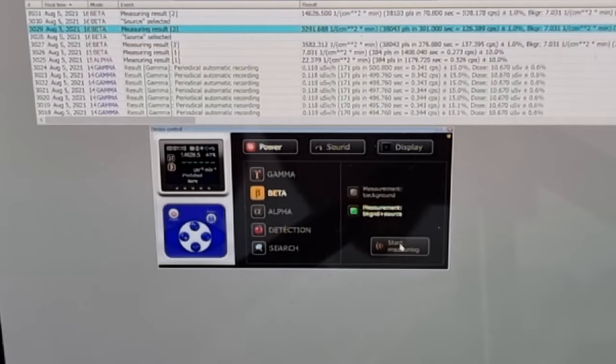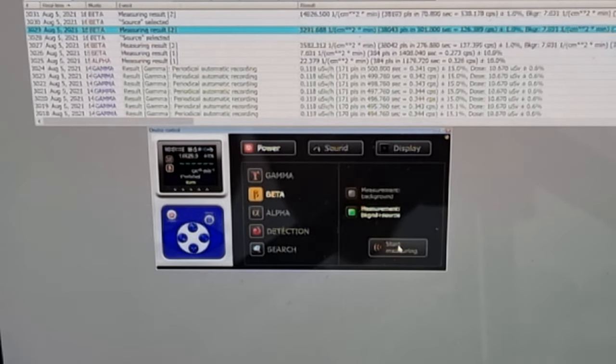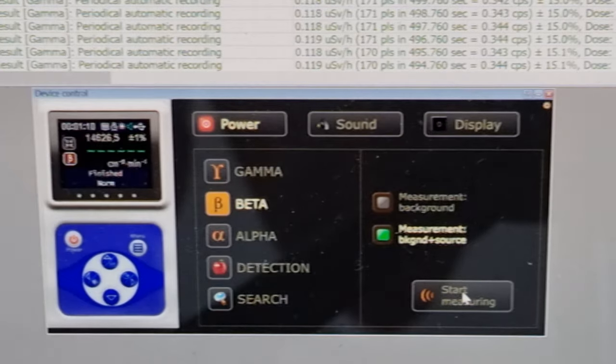So if I zoom in, you can perhaps see that 14,000 at the top there. 14,000 actually on the detector there.